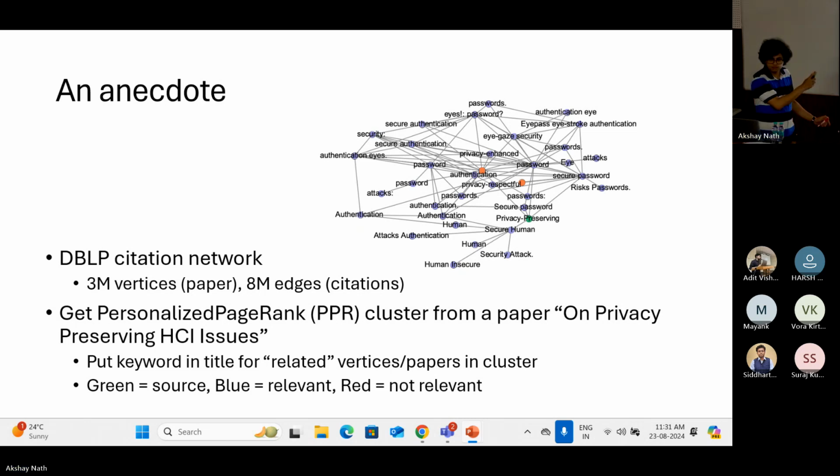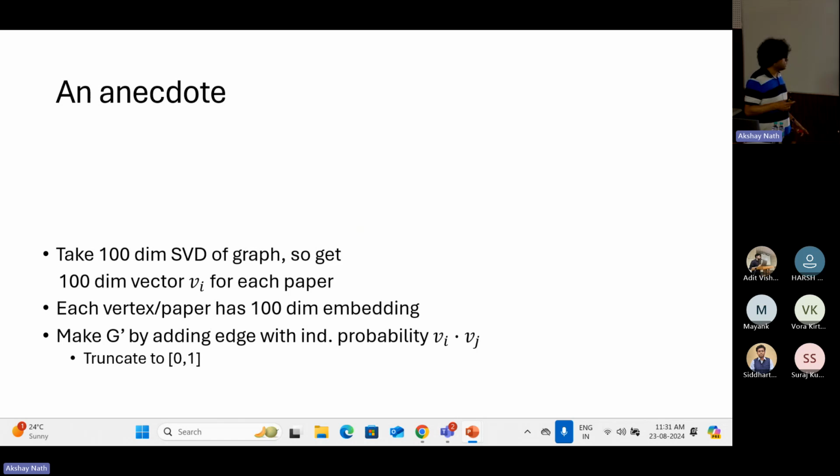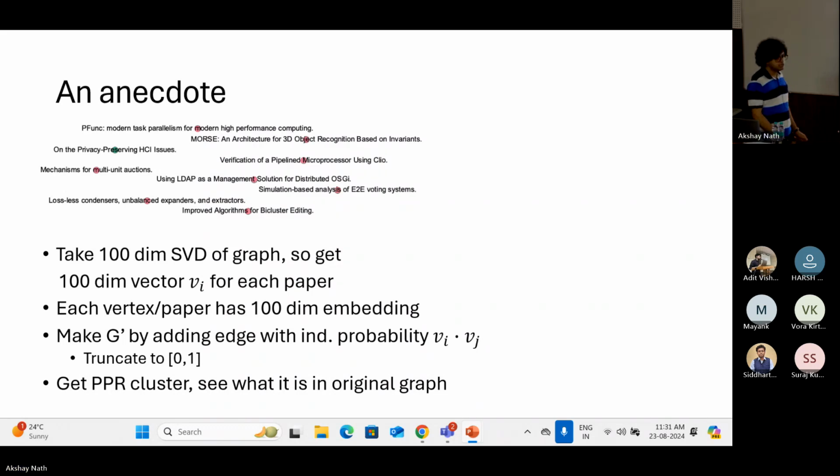Happy? Let me do another thing. Let me take an SVD of the graph and get a 100-dimensional embedding. So each paper has a 100-dimensional embedding. I turn this embedding into a new graph by adding probabilities with just the truncated dot product. And then on this new graph G prime, I run the PPR cluster.